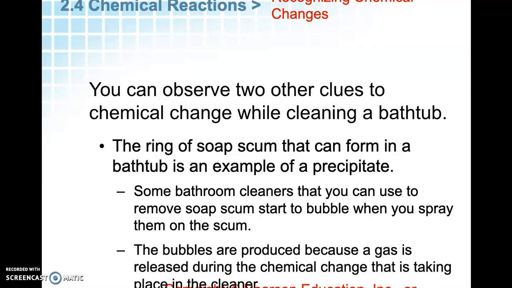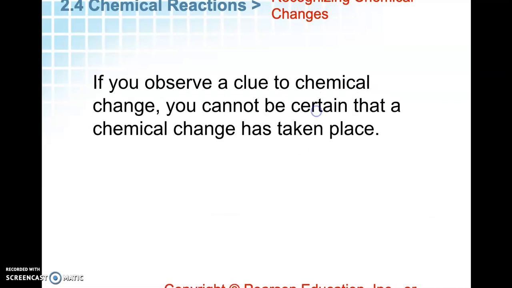Now, some bathroom cleaners remove soap scum and start to bubble when you spray them, okay? When those bubbles are produced, that is a gas being released, and that tells us that a chemical change is taking place. So if we have a gas or see bubbles.